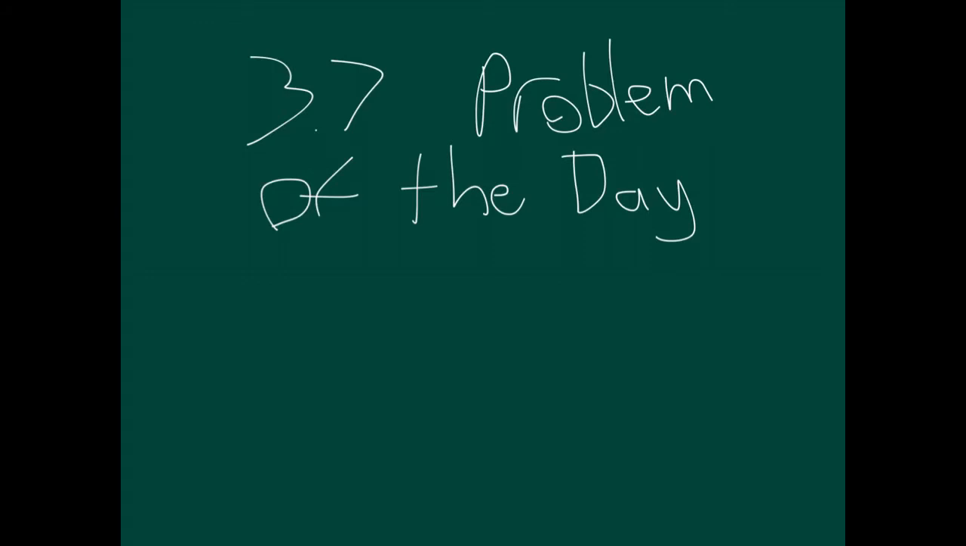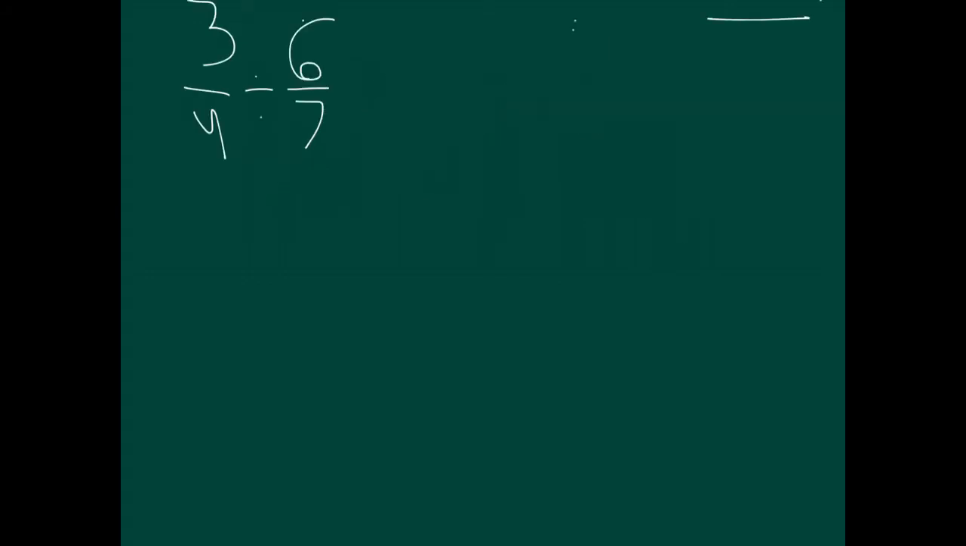3.7 problem of the day. First, you have your problem. 3/4 divided by 6/7. Then, you would change that into 3/4 times 7/6, because you have to flip it. And then you would just multiply that.